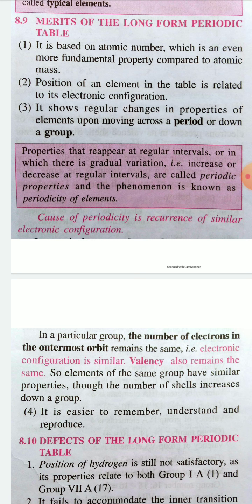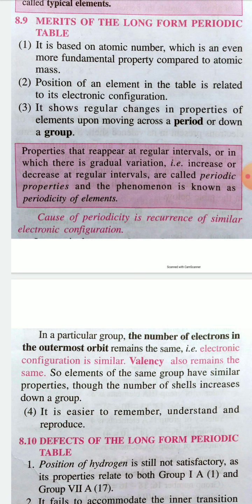Second merit of the long form of periodic table: position of an element in the periodic table is related to its electronic configuration. I have told that elements are arranged according to their electronic configuration. So position of an element in the periodic table is related to its electronic configuration.